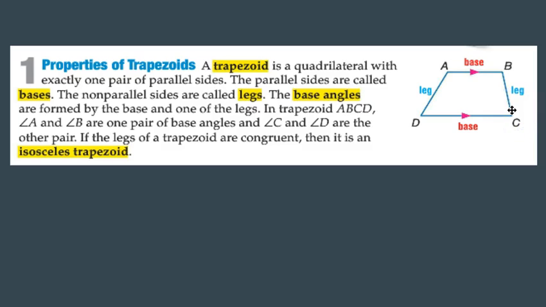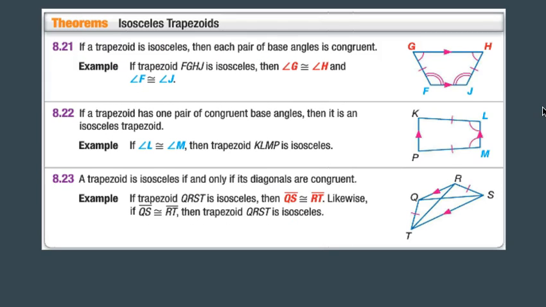In trapezoid ABCD, angle A and angle B are one pair of the base angles, and C and D are the other pair. If the legs of the trapezoid are congruent, then it is an isosceles trapezoid. So, isosceles trapezoids. If a trapezoid is isosceles, then each pair of base angles is congruent.